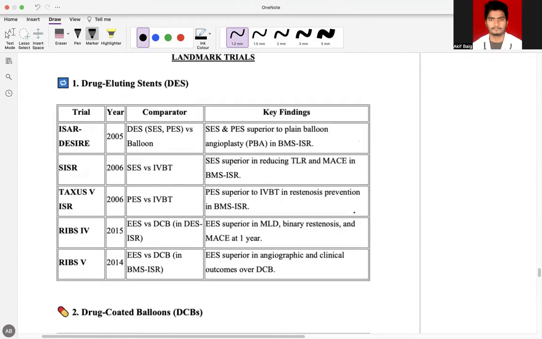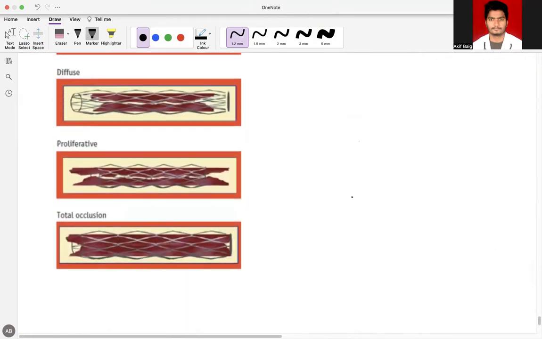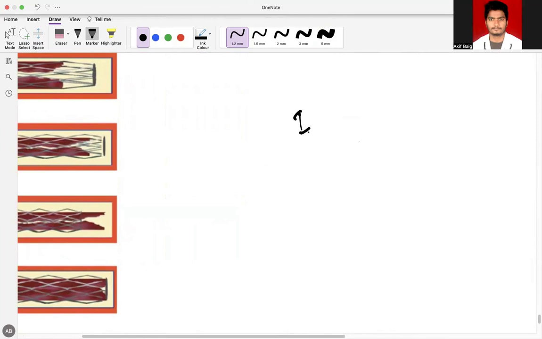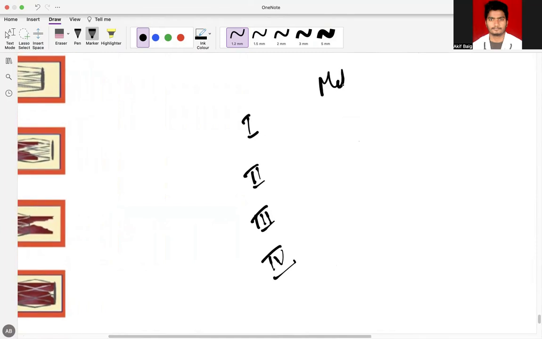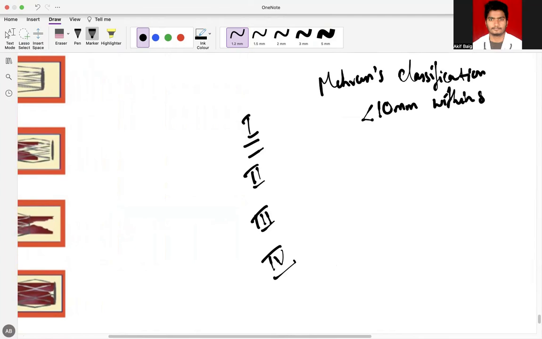Mehran's classification is defined into four types: 1, 2, 3, and 4. So this is what is called the Mehran's classification. Mehran has defined it so that if there is stenosis less than 10 millimeters within the stent, it is called grade 1.